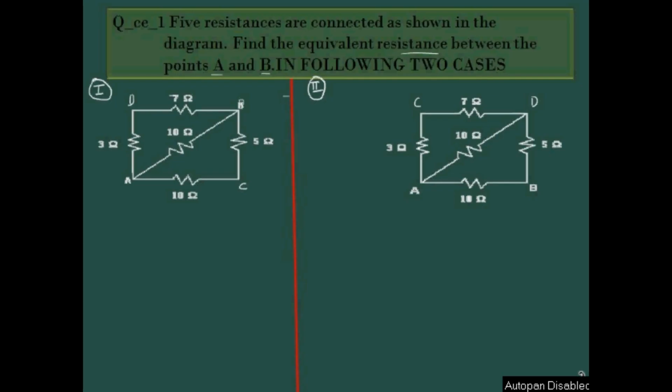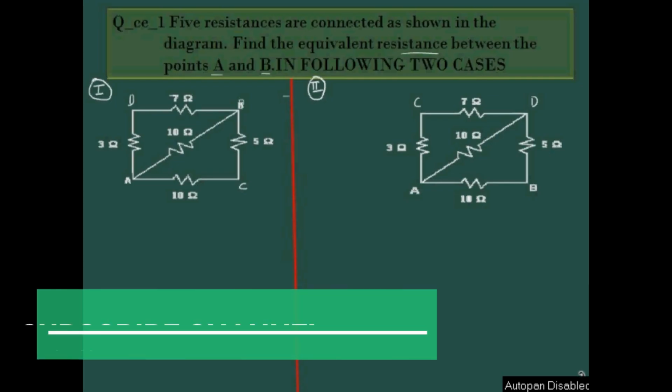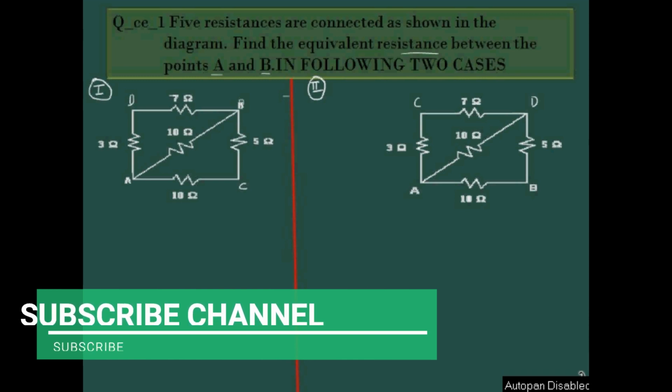In this question, 5 resistances are connected as shown in the diagram. Find the equivalent resistance between points A and B in the following two cases. As you are seeing, there are two circuits, circuit 1 and circuit 2. We have to calculate the resistance between point A, this point, and point B, diagonally opposite.